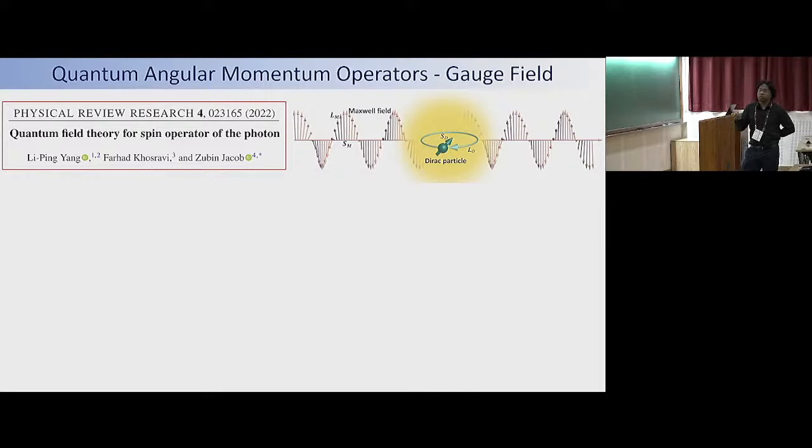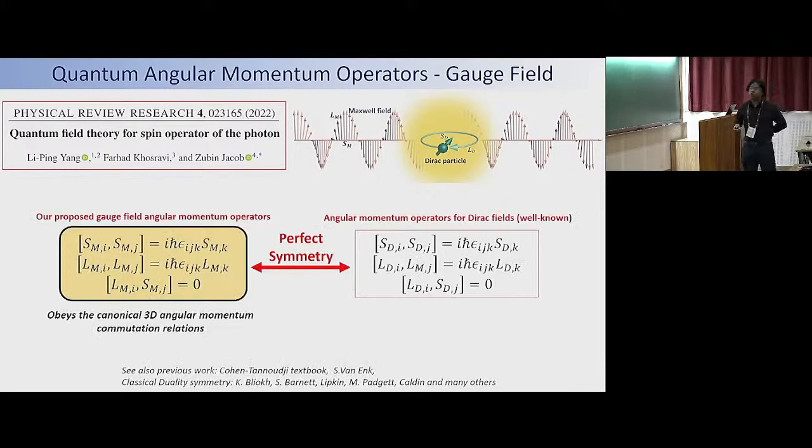Now, to be able to get the spin and orbital angular momentum operators of the gauge field, you can just use the fact that we know the angular momentum operators for the Dirac particle, and this has been tested to a very large extent. So when you go through this, I'll put the result in here.